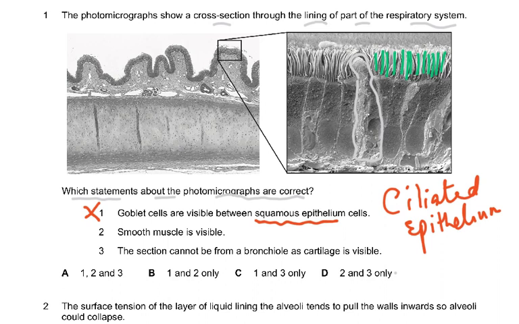Smooth muscle, yes, is visible. You can see the smooth muscle in certain areas here. And the section cannot be from a bronchiole, as cartilage is visible. Yes, this is the cartilage. Because bronchus and bronchiole, you've got to know the differences. So that is why the answer was D. That was 2 and 3.